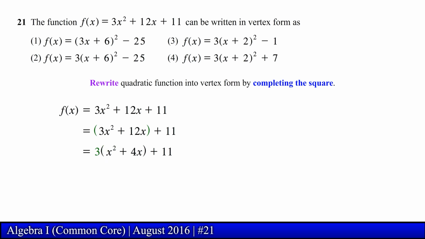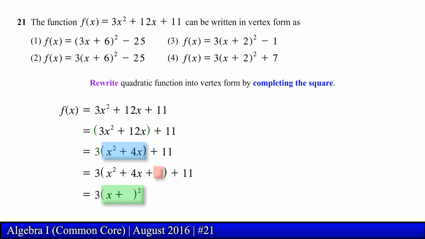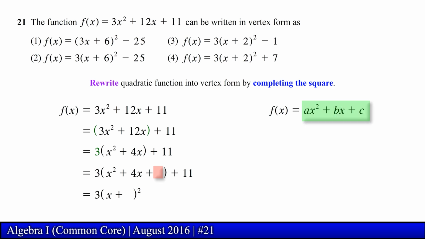Next, we need to complete the square with the terms inside the parentheses. Recall that we can complete the square by introducing a constant into the group expression so that it becomes a perfect square trinomial. This way, we will be able to factor it as a binomial squared. The constant that we need to introduce can be found by identifying the coefficient of the linear term of a quadratic expression written in standard form, in this case ax squared plus bx plus c, and dividing the coefficient of the linear term, in this case b, by 2, and squaring the result.